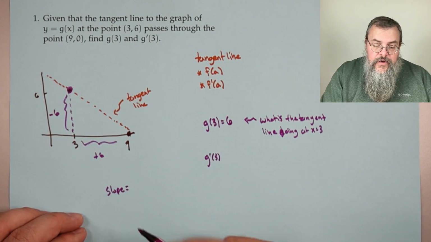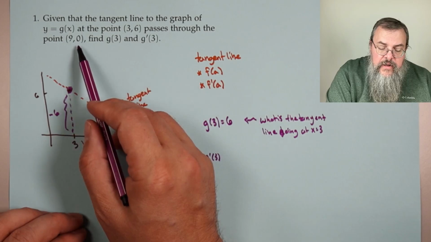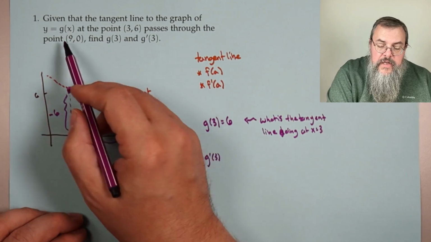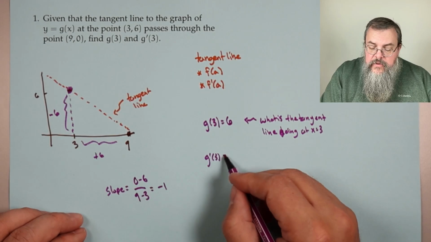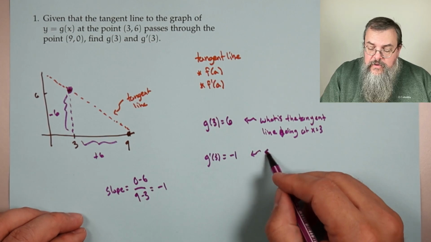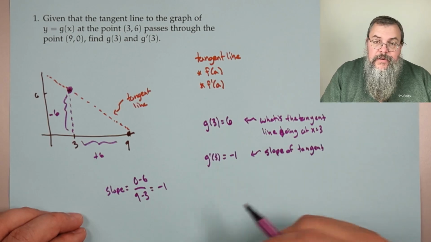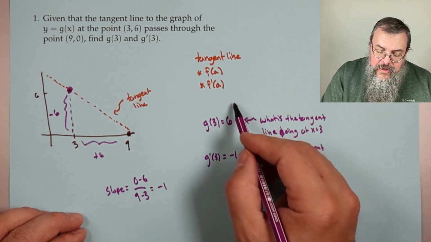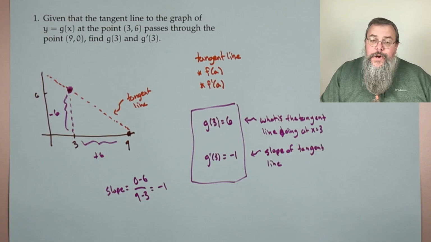is our rise over our run. So if we go from (3, 6) to (9, 0), we take 0 minus 6, divided by 9 minus 3, and we get -1. So the slope is our derivative. This is the slope of our tangent line. And we can find slope because we have two points, and with two points, we get the slope. Okay, no big surprises. And now what? Well, we're done. All right. Well, let's hope for more of these types of questions. They're wonderful.